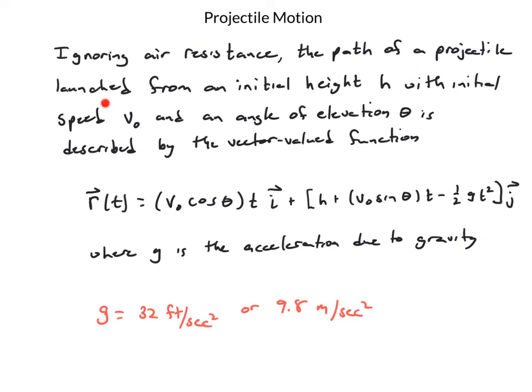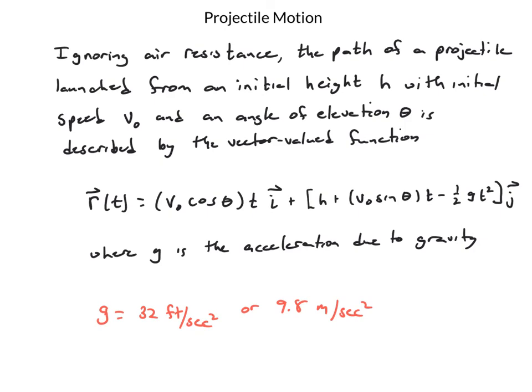The path of a projectile launched from an initial height h with an initial speed v0 and an angle of elevation theta is described by the vector valued function r of t equals initial velocity times the cosine of our angle of elevation times t times vector i, plus, and now it's a big group, our h, which is our initial height, plus v0, our initial velocity, times the sine of our angle of elevation, minus 1/2 g t squared. g in this case is the acceleration due to gravity.